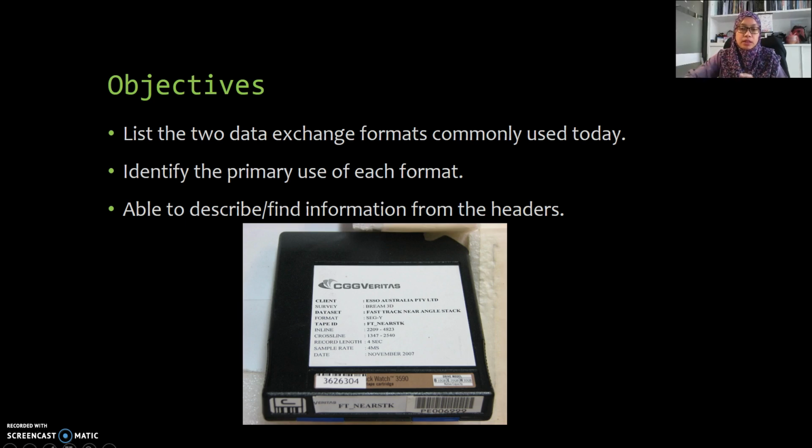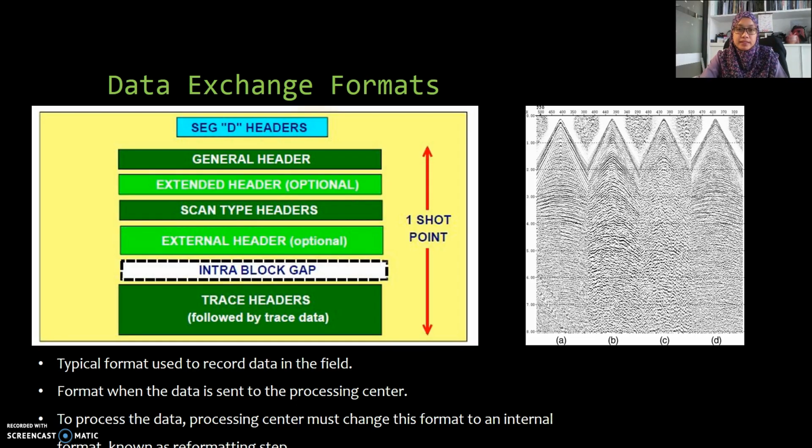As you can see, this is a tape. This is a SEG-Y tape with all the labels, and this is where we store our seismic data. But nowadays we can also store it in just a normal hard disk. So we have two types of exchange formats. The first one is SEG-D headers.